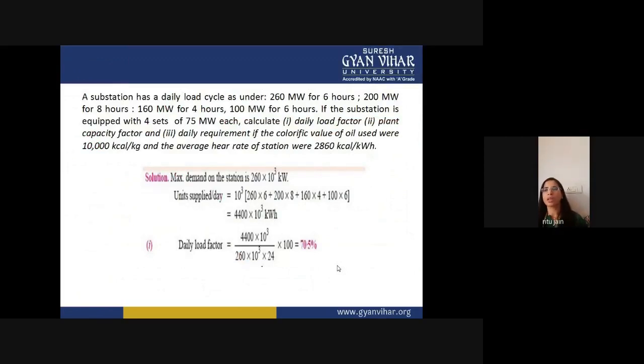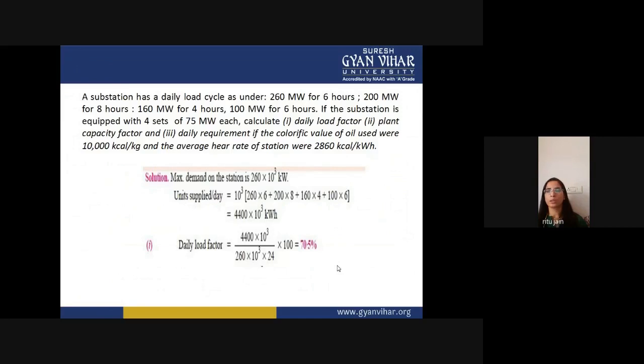Now, a substation has a daily load cycle as under: 260 megawatt for 6 hours, 200 megawatt for 8 hours, and 160 megawatt for 4 hours. Different loads are given, and you have to calculate, if the substation is equipped with four units of 75 megawatt capacity each, the daily load factor, plant capacity factor, and daily fuel requirement. You are using oil as the fuel instead of coal. The calorific value of the oil used is 10,000 kilocalorie per kilogram, and the average heat rate of the station is 2,860 kilocalorie per kilowatt hour.